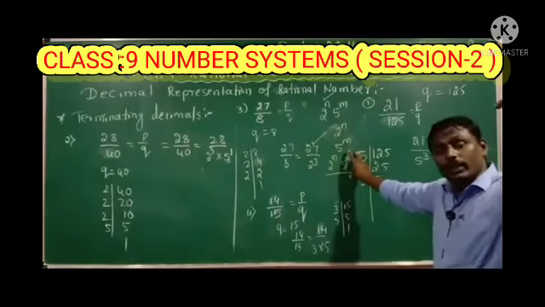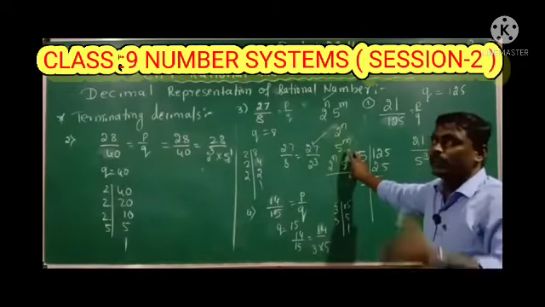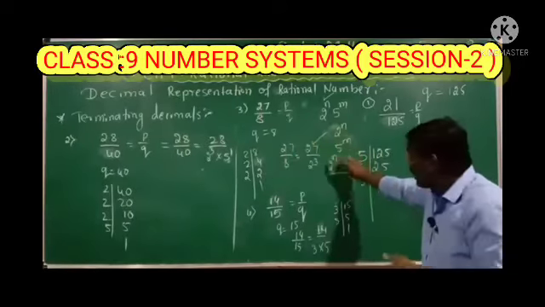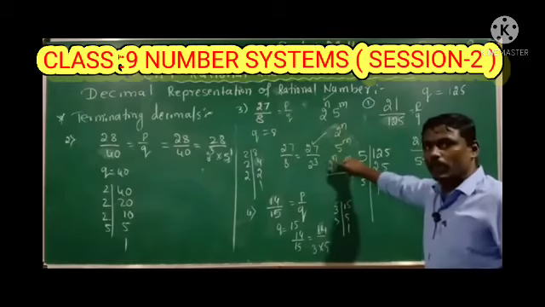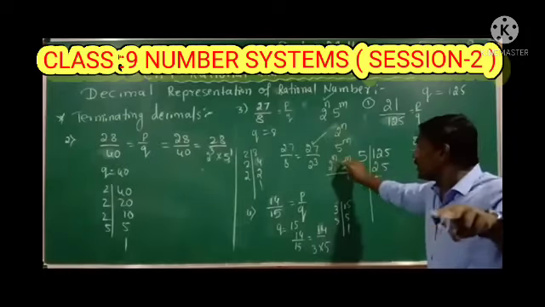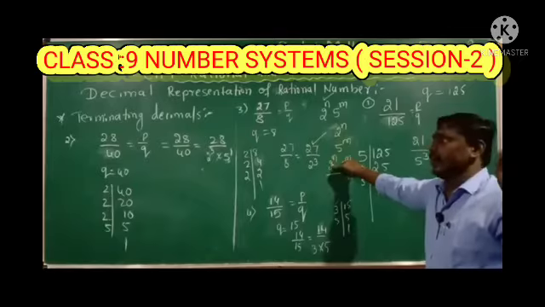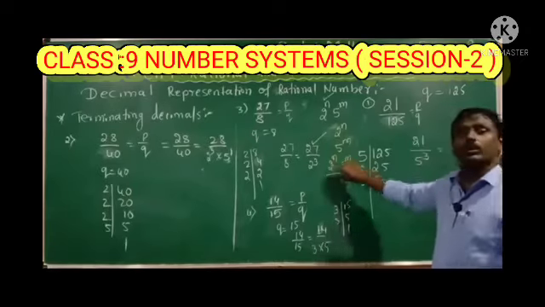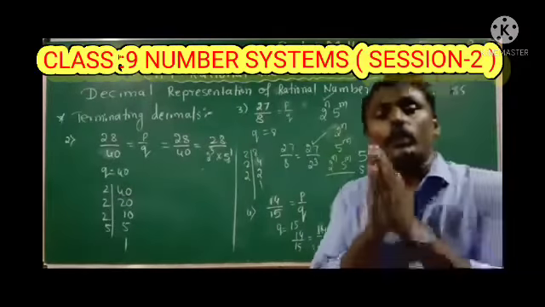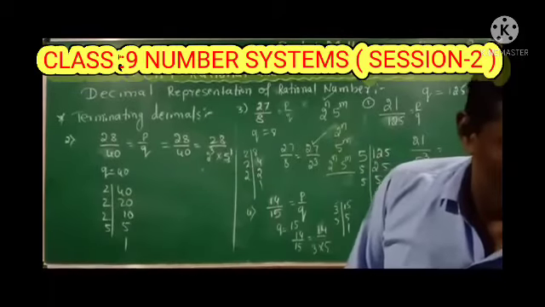If we are getting other prime factors like 3, 7, 11, 13, other than 2 and 5, then that rational number is considered non-terminating. So this is the easiest method to identify whether the given rational number is terminating or non-terminating.